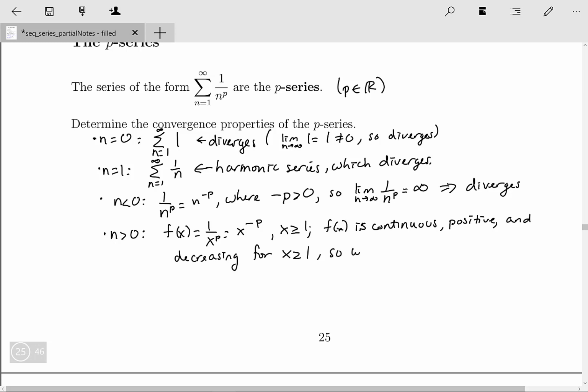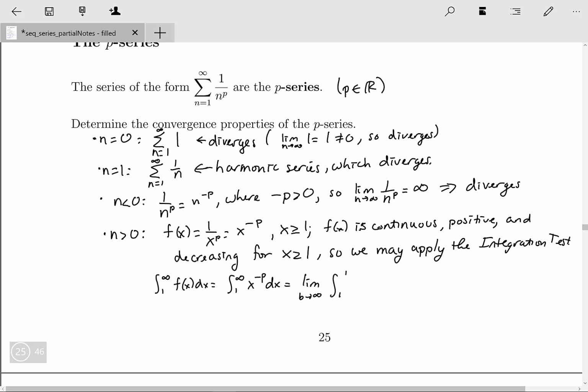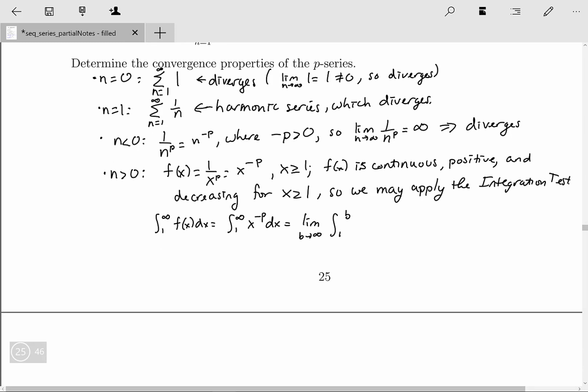Alright, so we may use the integral test. Let's try spelling it the normal way. Alright, so we're going to look at the integral from 1 to infinity of f of x dx. So you've got the integral from 1 to infinity of x to the minus p dx, which is the limit. As we usually do, we replace infinity by a parameter b, so we have the limit as b goes to infinity of the integral from 1 to b of x to the minus p dx.